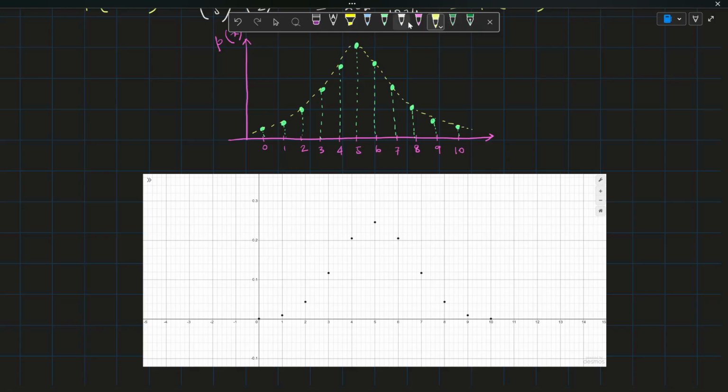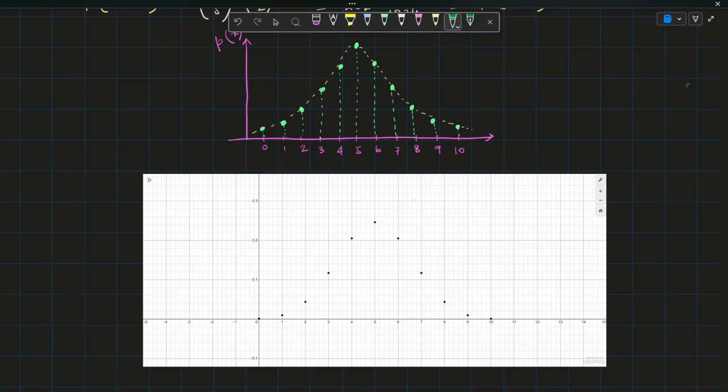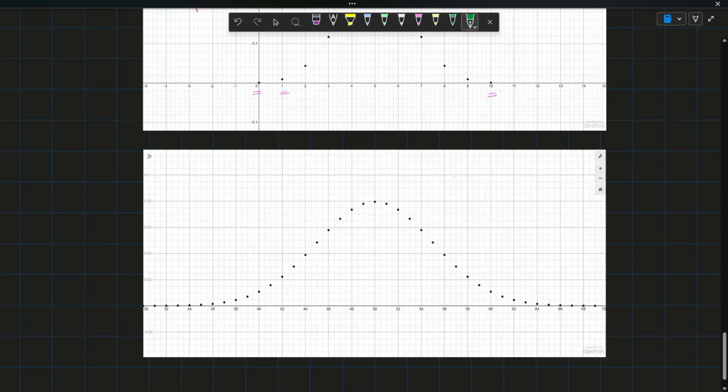I have also plotted the same thing on a graphing software called Desmos, and this is the graph I am showing on the screen right now. As you can see, the shape of this curve, which is plotted in the software, matches very well with the estimated curve we have drawn earlier. And this is the same distribution. X follows binomial 10, 0.5, and in the x-axis we have written the points x can take from 0 to 10, and in the y-axis is the probability of x.